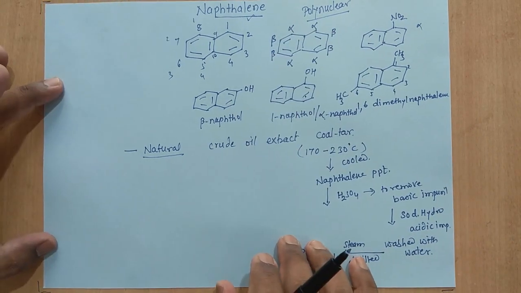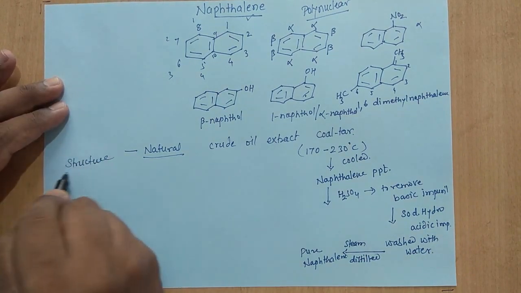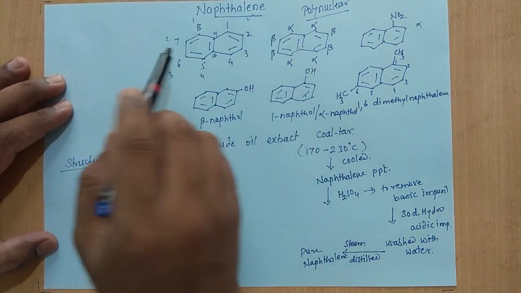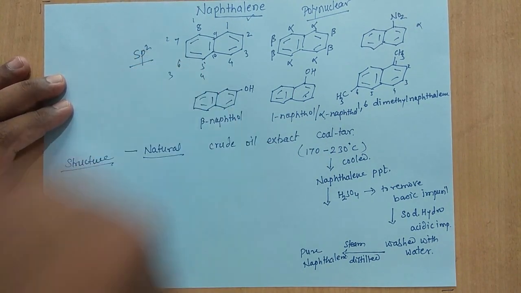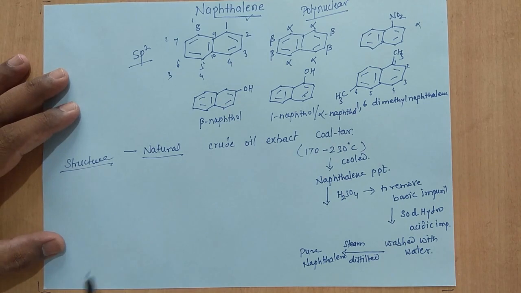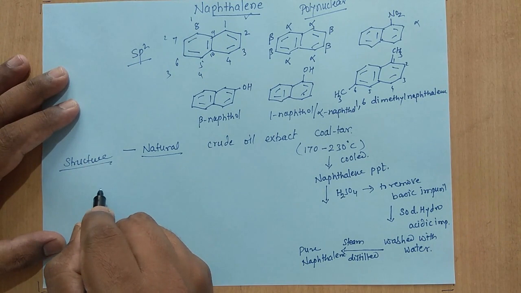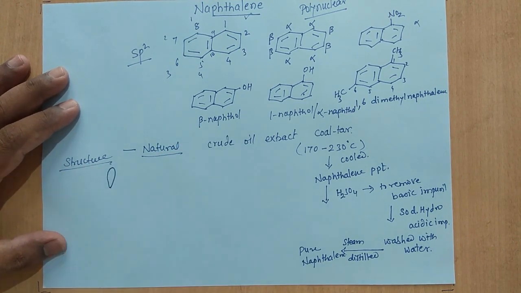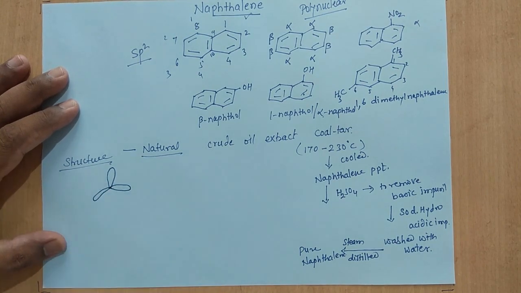Now let's understand the structure of naphthalene, how we can draw the molecular orbital diagram. Now remember, every carbon atom in this naphthalene is sp2 hybridized. sp2 hybridized means the bond angle between all the carbon atoms, or the sp2 hybridized atoms, will be 120 degrees. So this is one sp2 hybrid orbital of carbon, this is another, and this is the third one. Okay, this is one carbon.